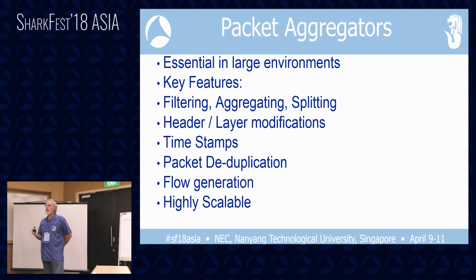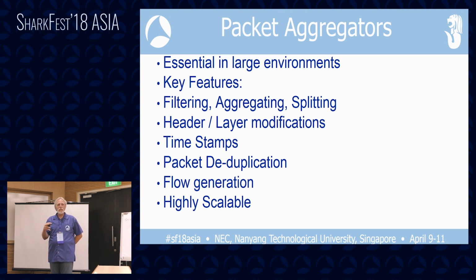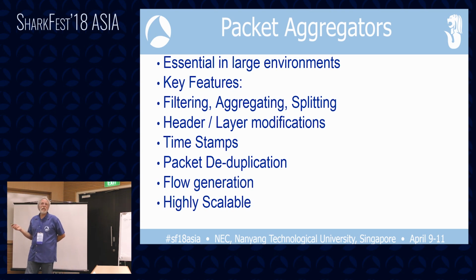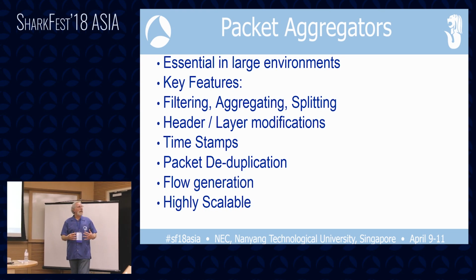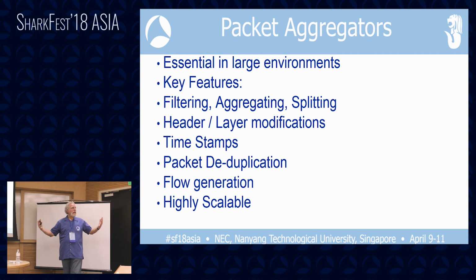All of those vendors do a great job. They've all got great features. It's important to drill down into those features when you're talking with them. Make sure there's filtering, aggregating, splitting, header and layer modifications, like being able to remove VLAN tags, insert VLAN tags, things like that. Timestamps, deduplication. Some actually generate flow data, which can be very useful for your flow collection tool. Some are single units that you can't really grow, and others are an architecture that allows you to scale at tremendous levels.